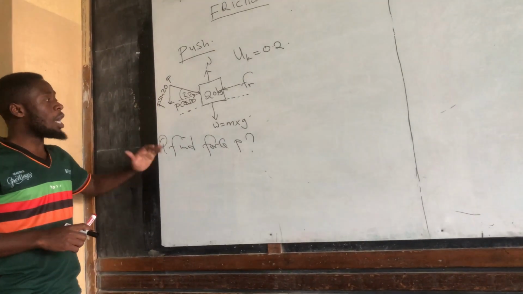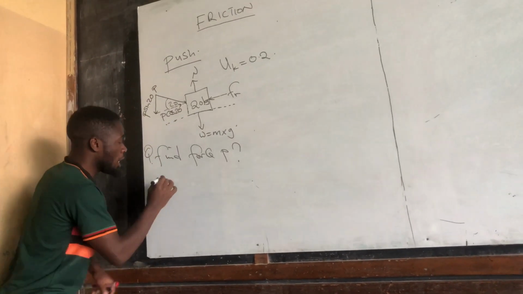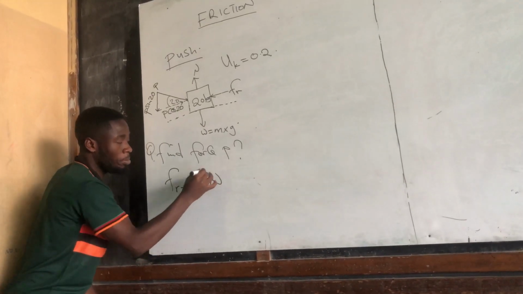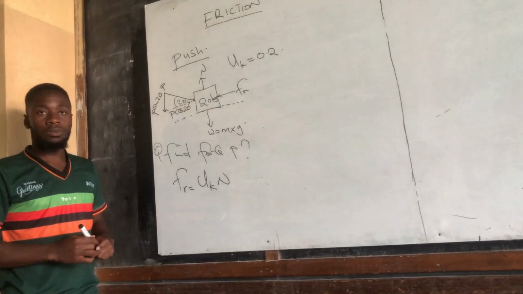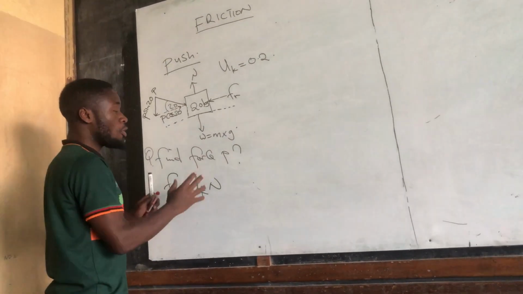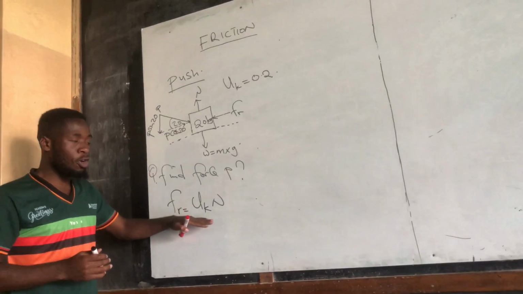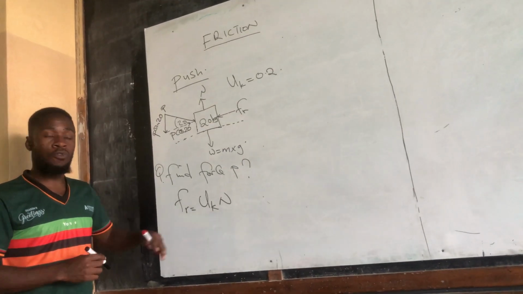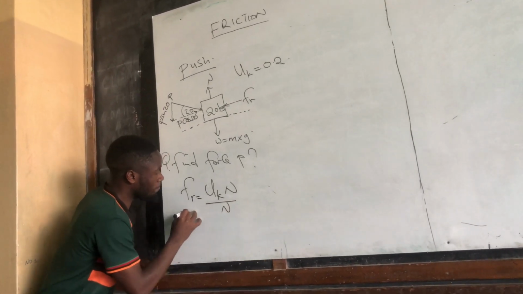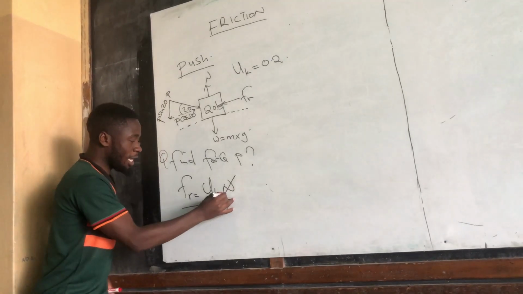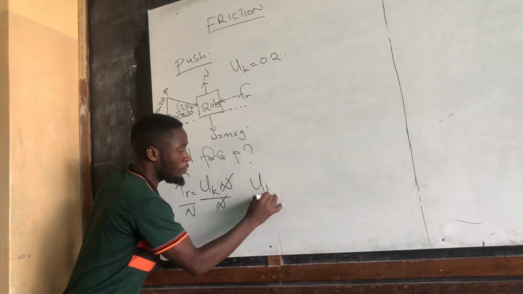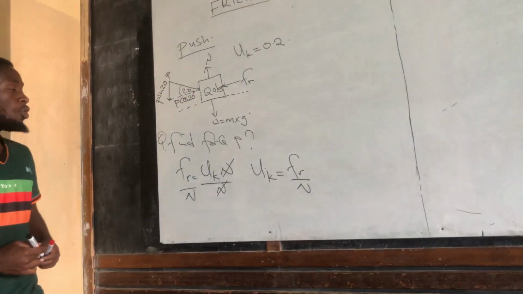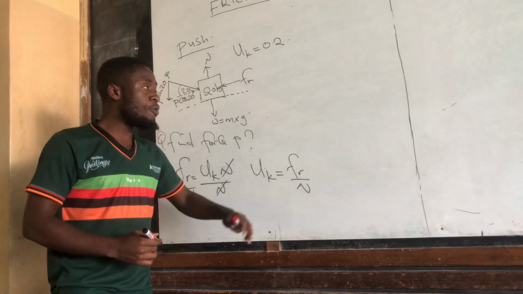From there, you can bring your formula. The frictional force is equal to the coefficient of kinetic friction multiplied by the normal force. But if you want to solve this without struggle, always make the coefficient of friction the subject of the formula. Dividing by N, the coefficient of kinetic friction equals the frictional force divided by the normal force.